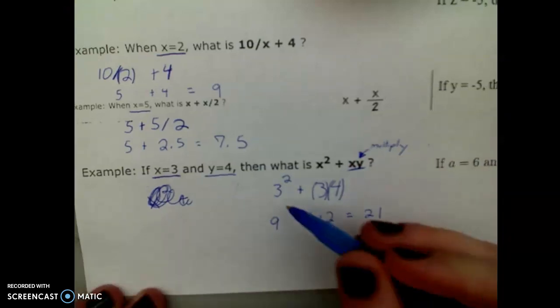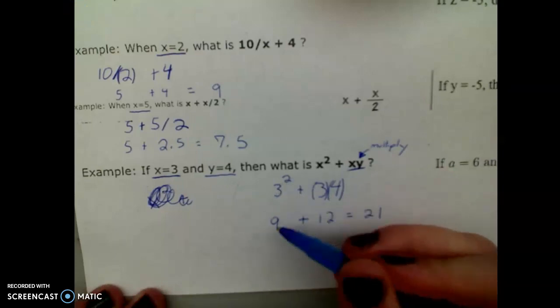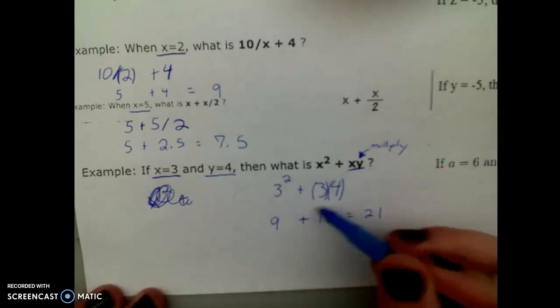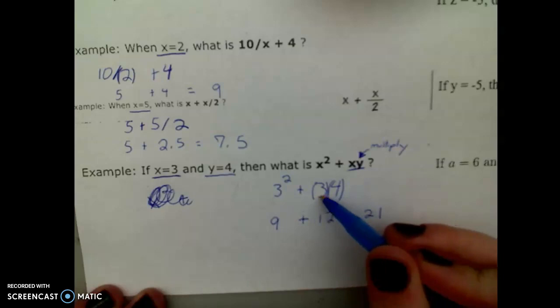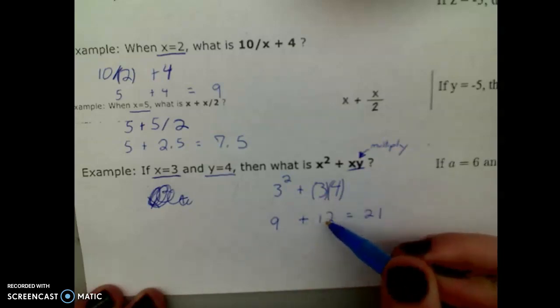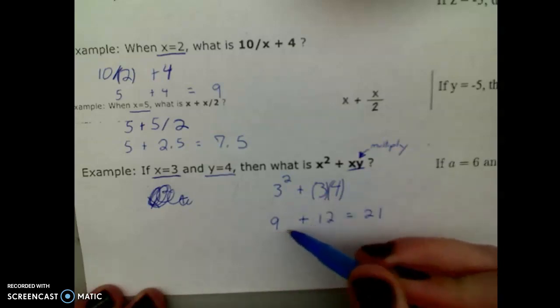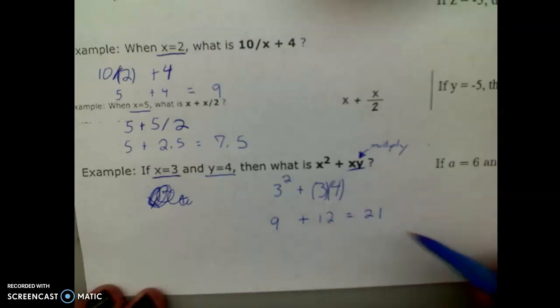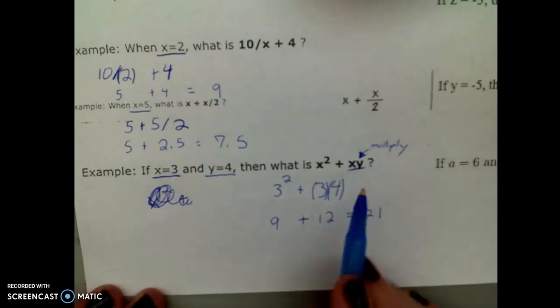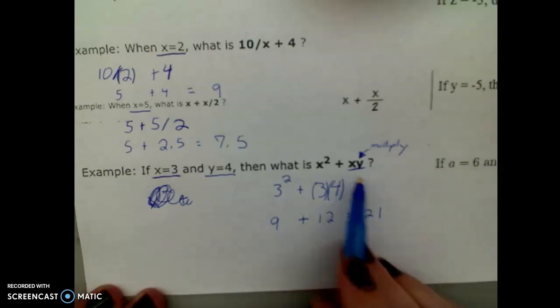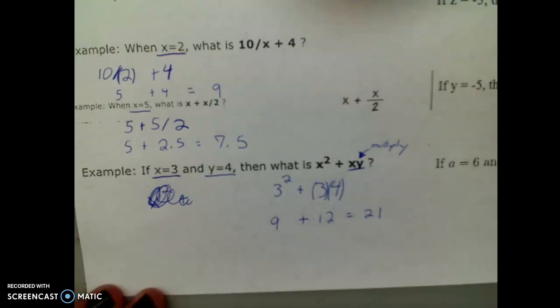Okay, so I did my exponents. 3 squared is 9. Multiplied these together. 3 times 4 is 12. Added those together, and I got 21. Awesome. So substitution is good, and you learned our trick for when this happens. So let's look at what happens when we use negatives.